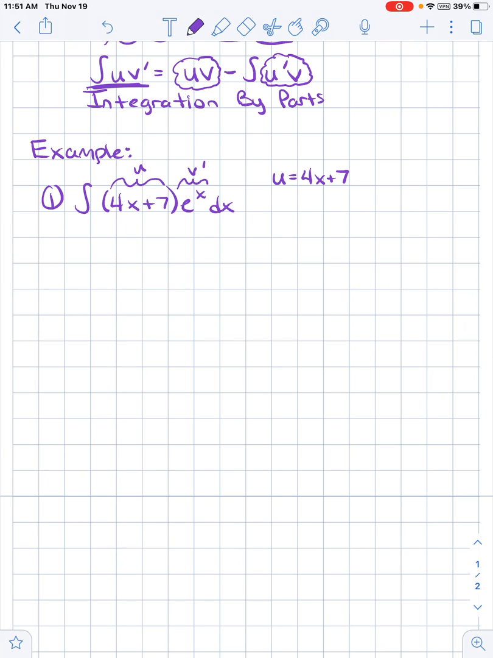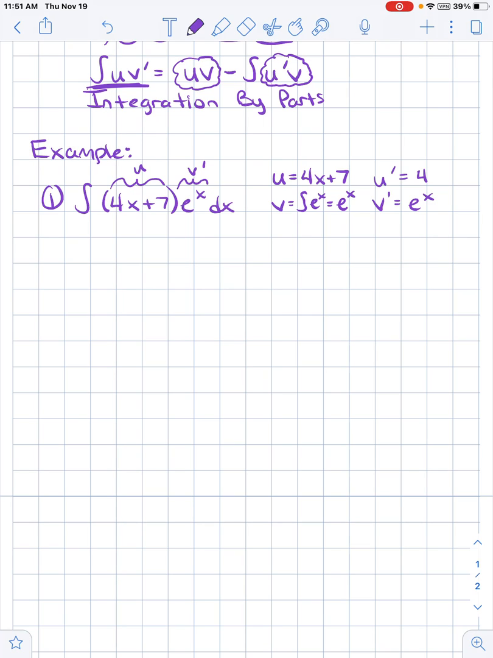In order to find the antiderivative of this, then, I will need to also know what u prime is. So the derivative of 4x plus 7, and that's 4. Okay? I know that v prime is e to the x, so I need to figure out what the original function is. In other words, what was the antiderivative of v prime? And the antiderivative of e to the x is e to the x.